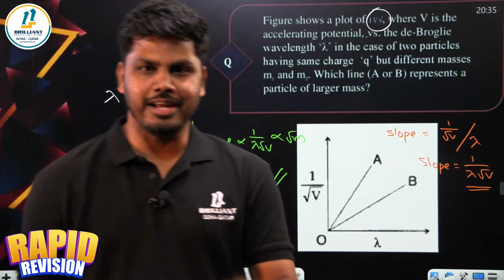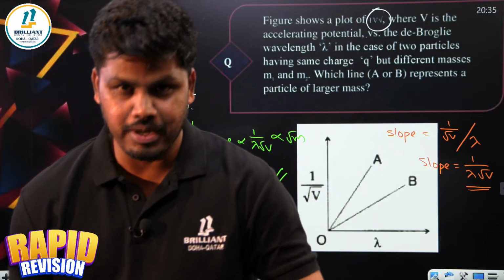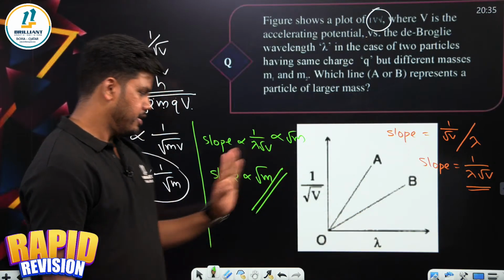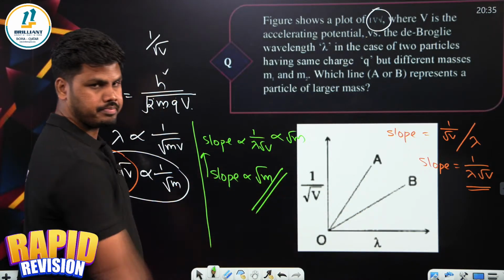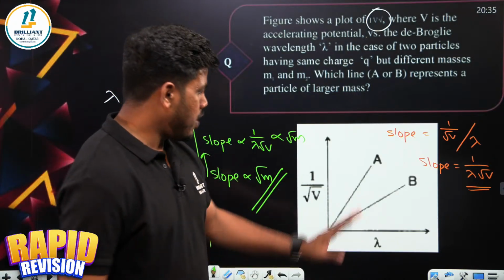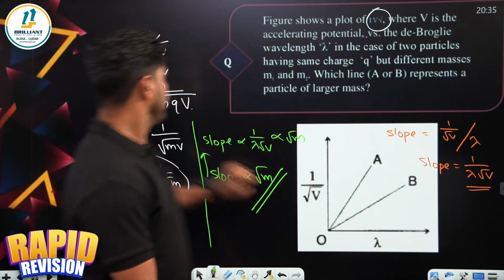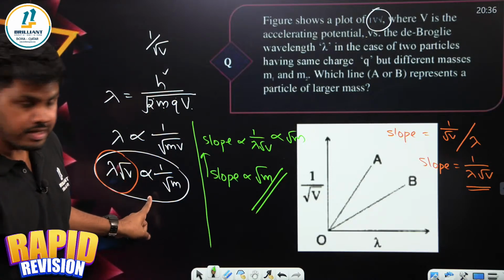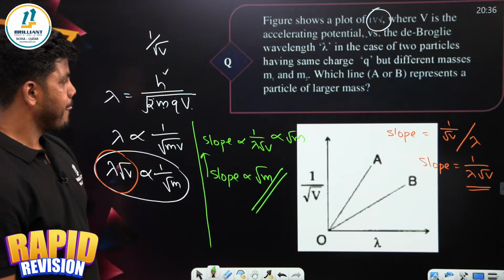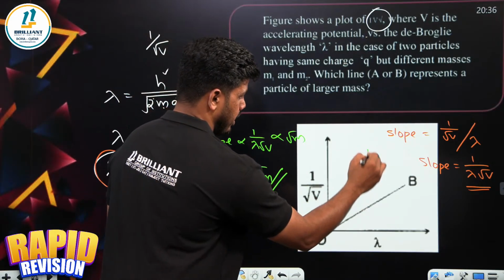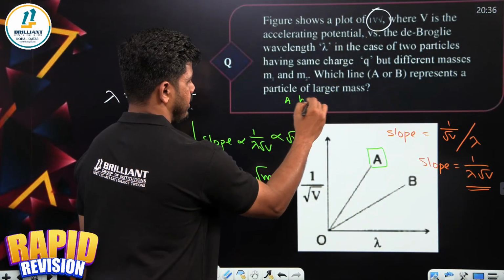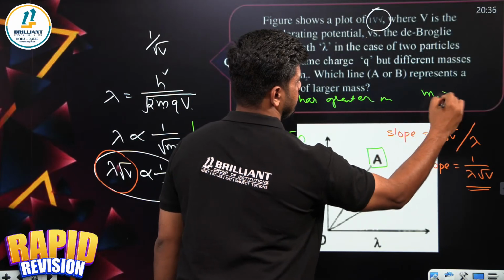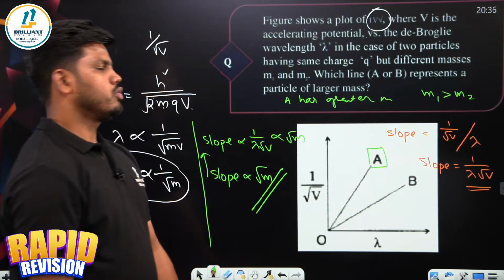Now you can identify the particle with greater mass by looking into the slope. Slope of the graph is proportional to root of mass actually. So greater slope, greater mass. We found out the slope from the graph, then from the equation for de Broglie wavelength of electron, we found out the same quantity and compared them. Slope is greater for A, so A has greater mass, correct? It is given as M1 and M2. So M1 is greater than M2, M1 for A and M2 for B.